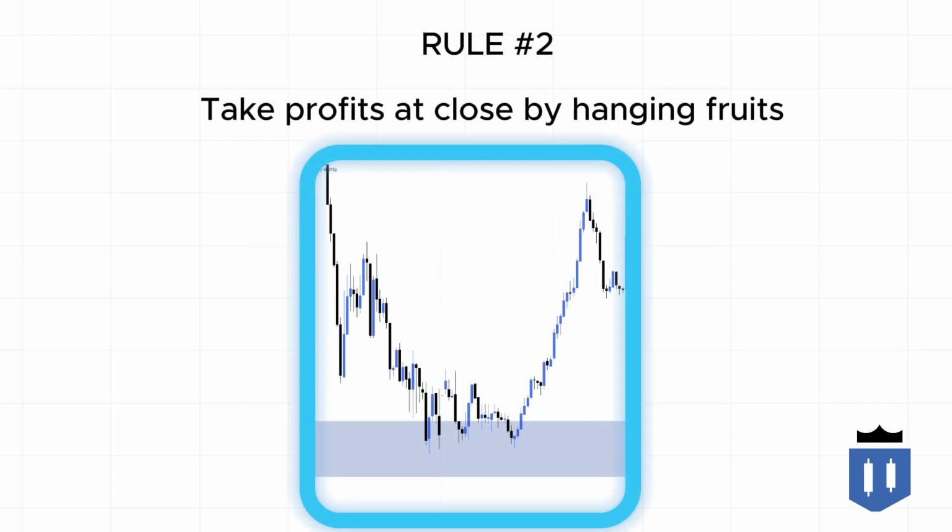Rule number 2, profit at close by hanging fruits. Now depends on the time frame you're trading, but the closest buy side liquidity that makes sense as realistic is where you should be taking your profits, especially when you trade forex, because if you hold more, the market might reverse on you or we might start consolidating. You want to get out as fast as possible.